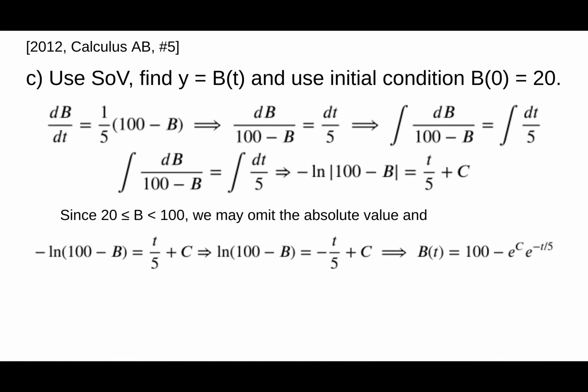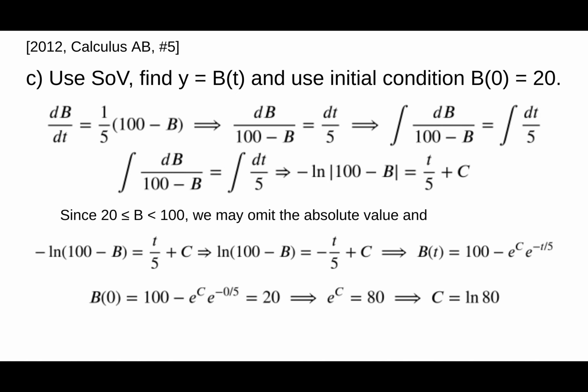Then we have to exponentiate both sides. So b of t is 100 minus e to the c times e to the negative t over 5. Now we have to solve for c using our initial condition. We know that b of 0 should be 100 minus e to the c times e to the negative 0 over 5, and that this should equal 20 because we're given that b of 0 is 20. And if we solve that for c, we're going to get e to the c equals 80, so c is the natural log of 80.